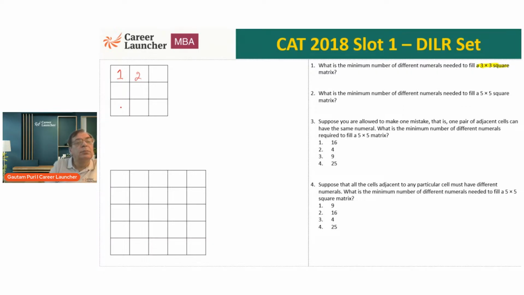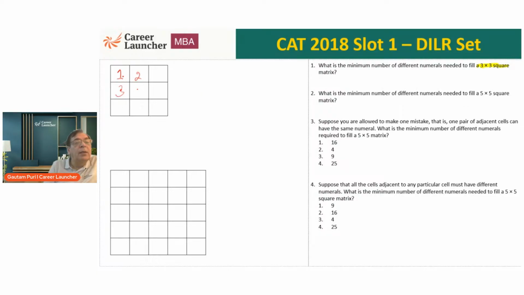2. If I have a 2 here, can I have a 2 here? No. 2 here? No. 2 here? No. Okay. I cannot have a 2 here also. Okay. So, what can I put here? Can I put a 2? I cannot put 2, so let me put a third numeral 3.